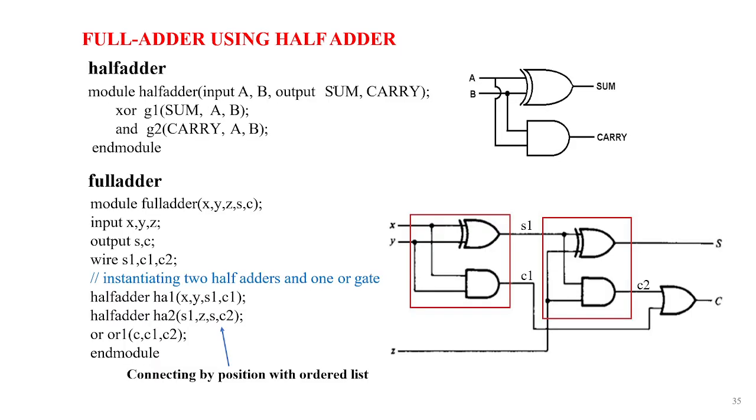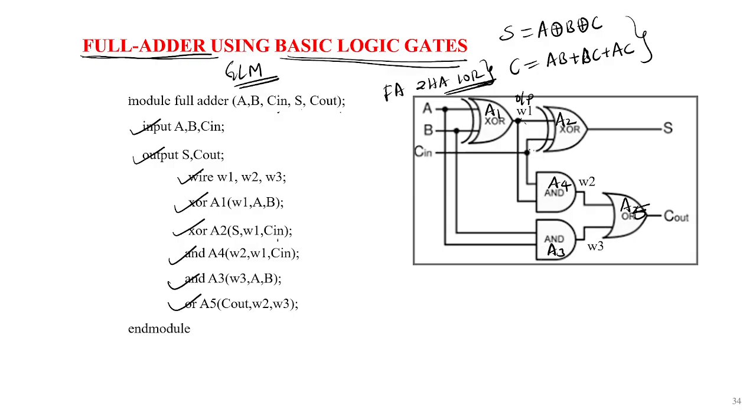See here. First, suppose I want to write the full adder by using half adders. First I will write the program for the half adder. So, module half adder. There are two styles of port declaration. This is style 1. Style 1 means first you declare the port list within the bracket, and separately you declare the inputs and outputs.